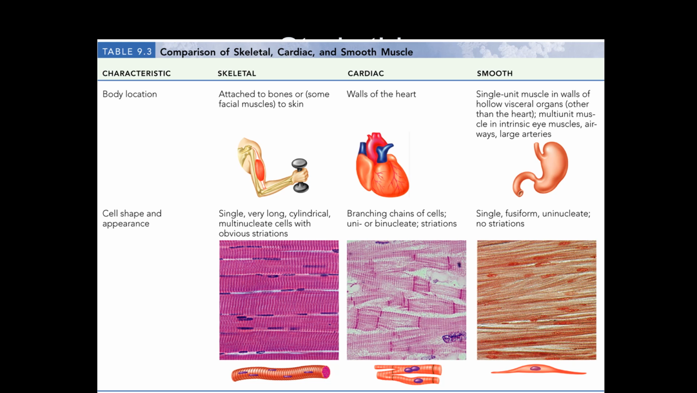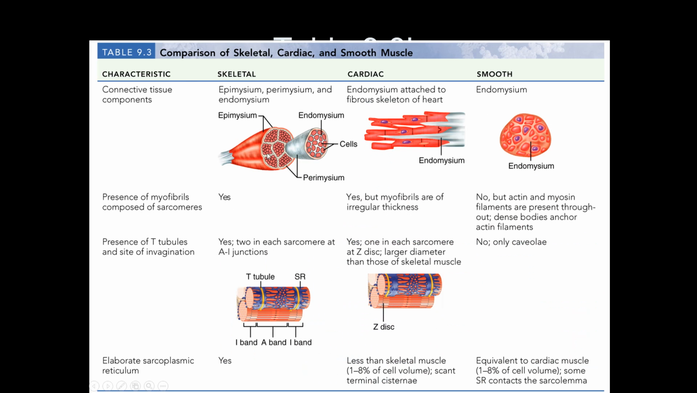Table 9.3 is a really good one to study the differences between the different kinds of muscle. So you got skeletal, cardiac, and smooth muscle. This one talks about the connective tissue sheaths and how smooth muscle only has the endomysium. This one shows you the triads, terminal cisterna, T-tubule, terminal cisterna. We don't have that in smooth muscle. We also don't get the bands because we don't have the same myofilament arrangement over there.